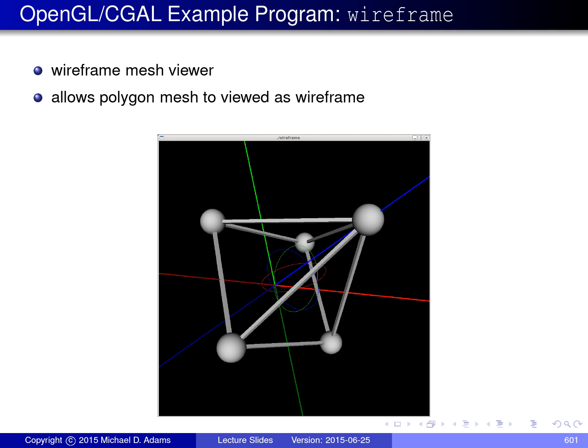Now we consider an example program called wireframe that utilizes both the OpenGL and CGAL libraries. The program is essentially a very simple mesh viewer, and with this program the user can view a polygon mesh as a wireframe. The mesh can be rotated, scaled, and translated, and there's a few other things that the user can do. And the graphics output for the program resembles that shown in the figure on the slide.